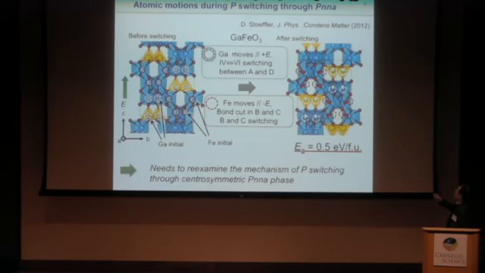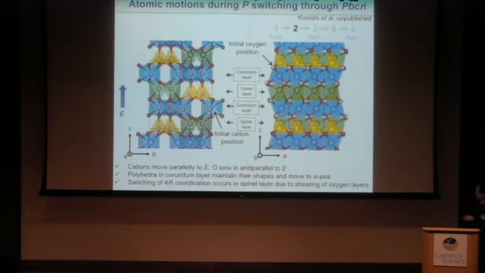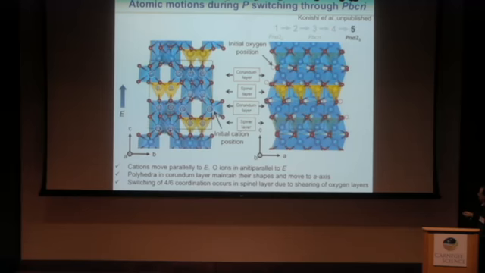And this is based on the intermediate phase of PNNA. If you use this intermediate phase, the activation energy reaches up to 0.5 electron volt per formula unit. And maybe this is very large compared to the conventional ferroelectric materials such as barium titanate and lead titanate. So we have re-examined the polarization switching mechanism by calculation.